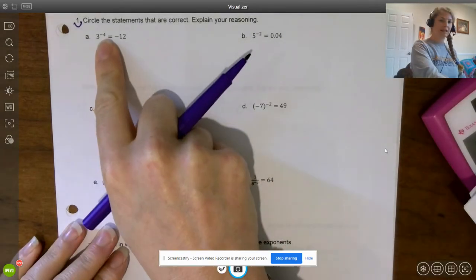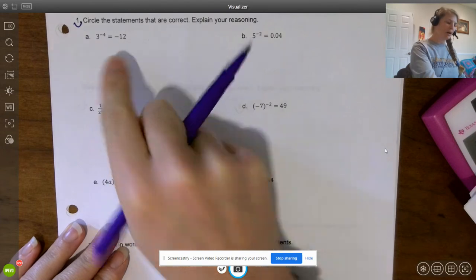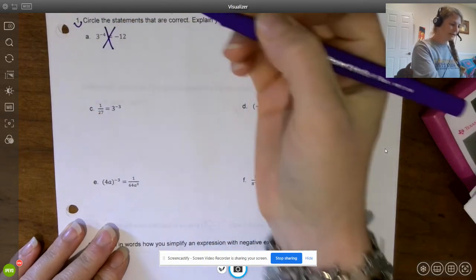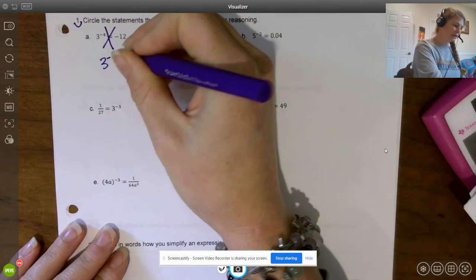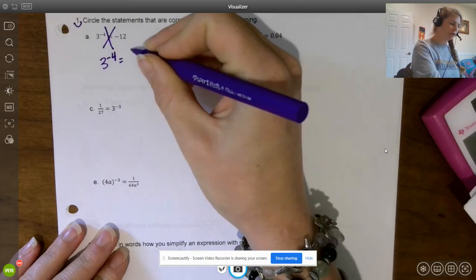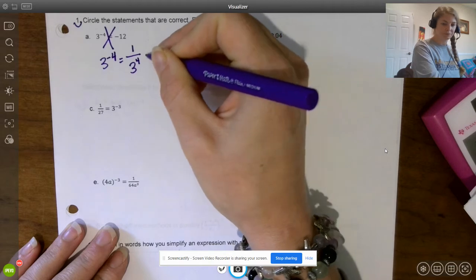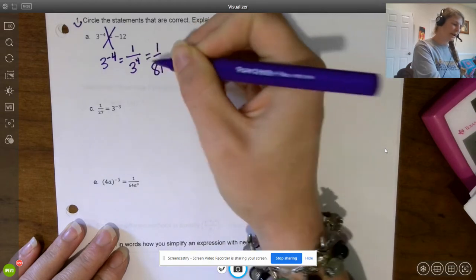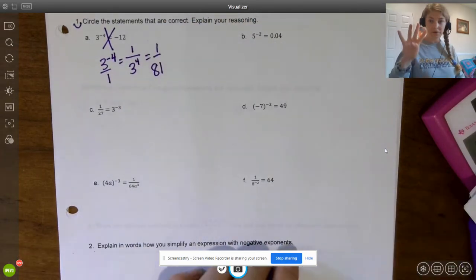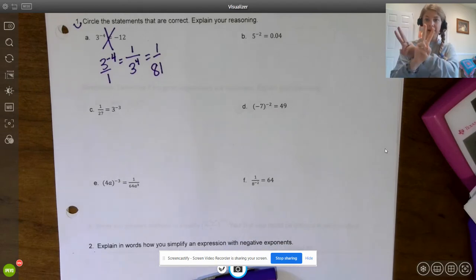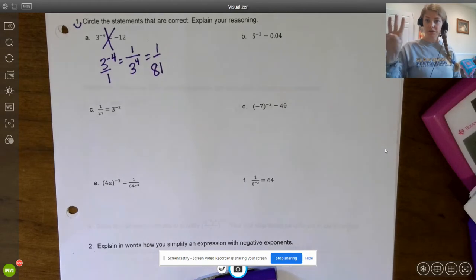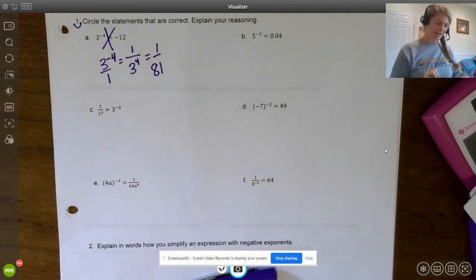When we look at 3 to the -4th, does that equal -12? No. This is not true. Remember, 3 to the -4th is equal to 1 over 3 to the 4th, which is actually 1 over 81. Remember, 4th power is just second power times second power. So 3 to the second is 9 and 3 to the second is 9. So 3 to the 4th is 81, 9 times 9.